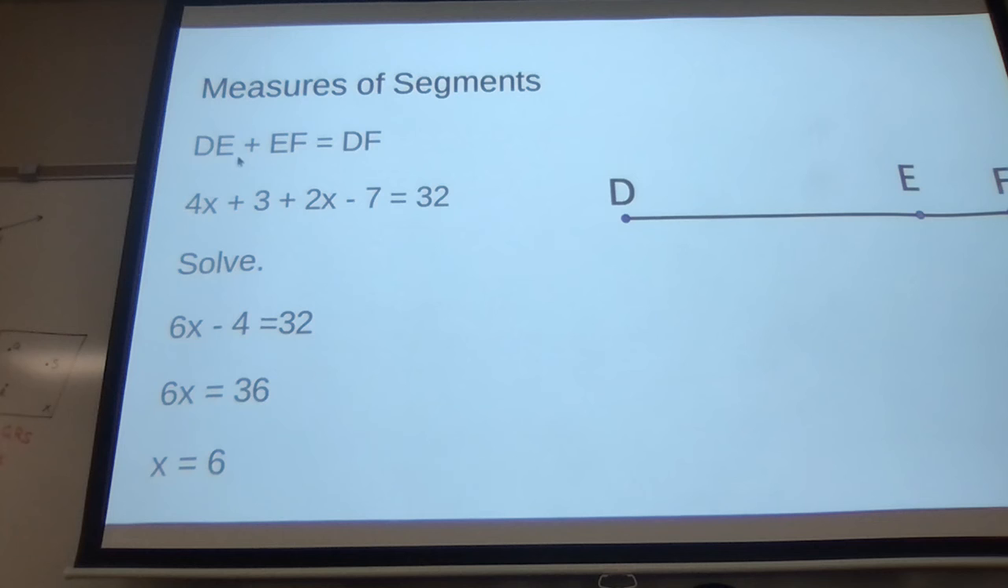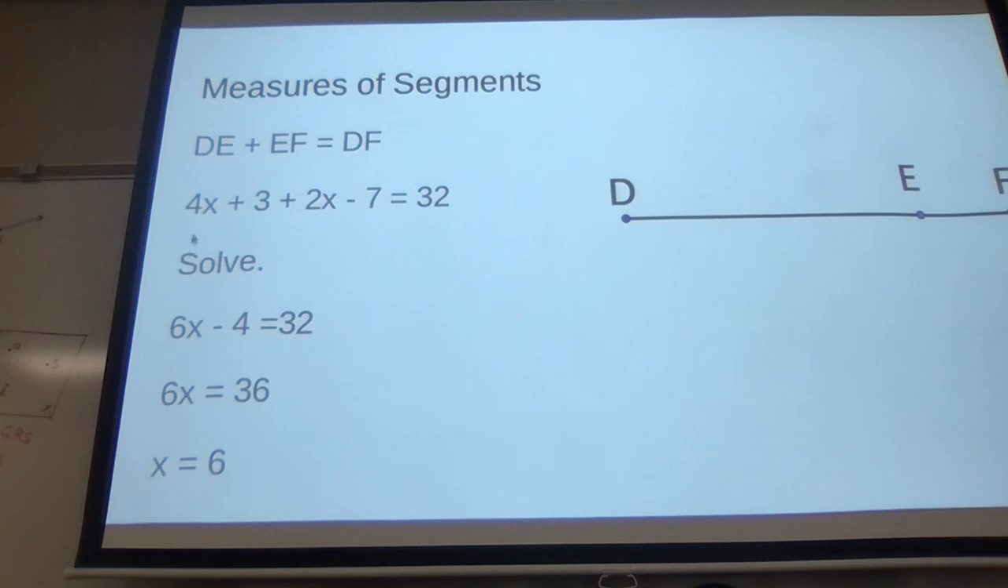Okay, so if we add the two little segments together, DE and EF, that'll give us the length of the long one, which is DF. Then we just replace it. DE is 4x plus 3. EF was 2x minus 7. And DF, the length of the whole thing, is 32.